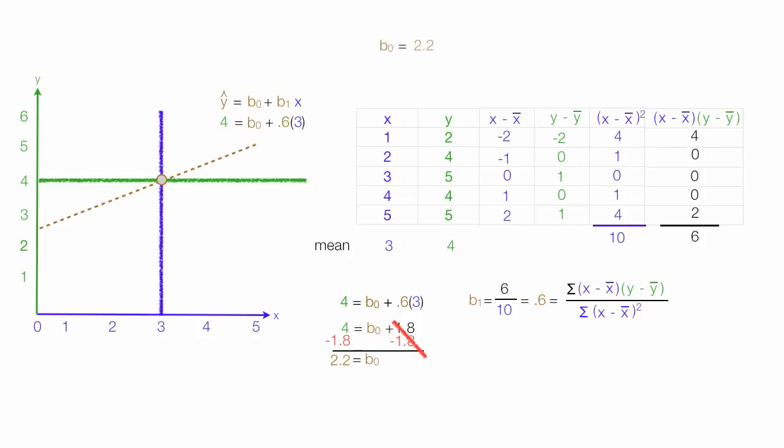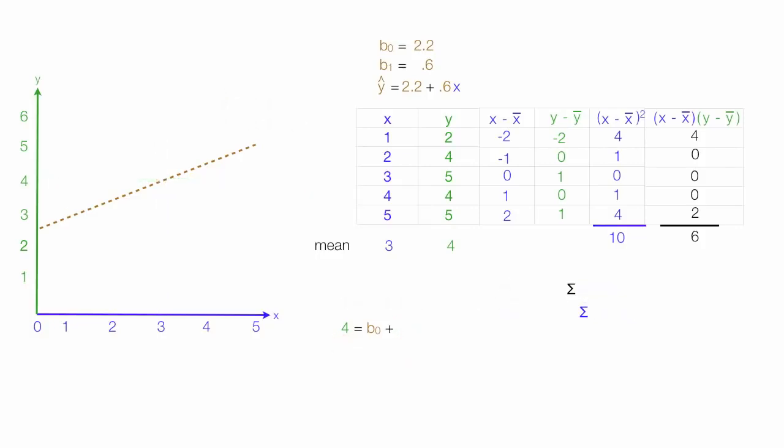So now I got it. B0 is equal to 2.2. B1 is equal to 0.6, which is also the slope. And so y hat is equal to 2.2 plus 0.6 times x. And there we have it. Hopefully that wasn't too bad.